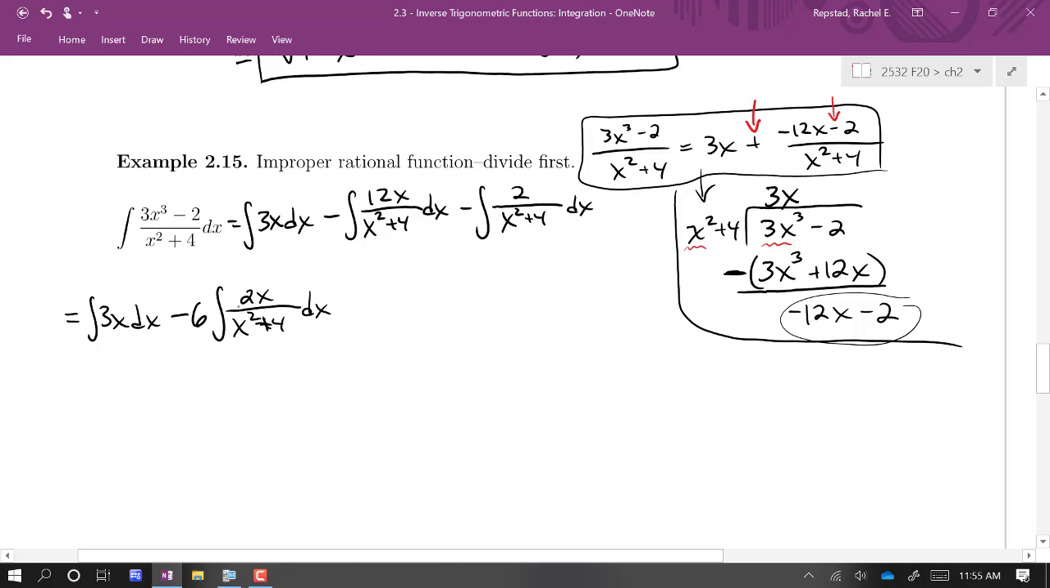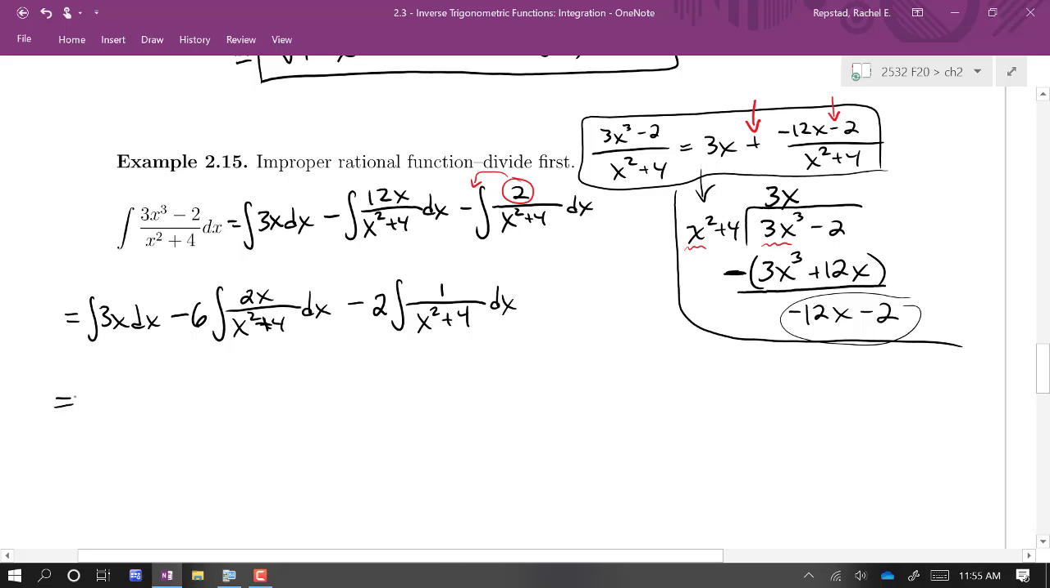And now with that integral, if what I have on top is the derivative of what's on the bottom, that'll be a log form. So that's a log rule integral. And then last, I'm going to take this 2 in the last integral and pull it outside the integral. And now I don't have an x up there, so it's not going to be a log rule, but it is an arctan form. I've got u squared plus a squared, where u is equal to x, and then du is dx. So this perfectly fits that arctan form.